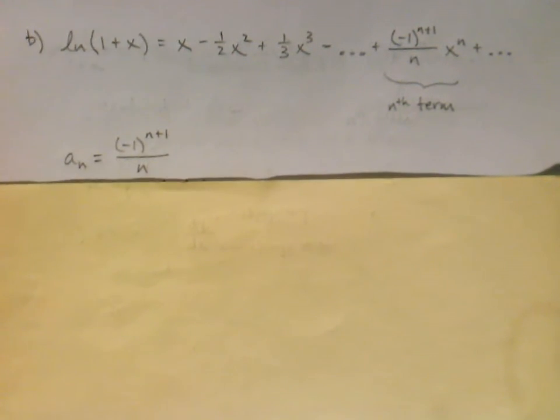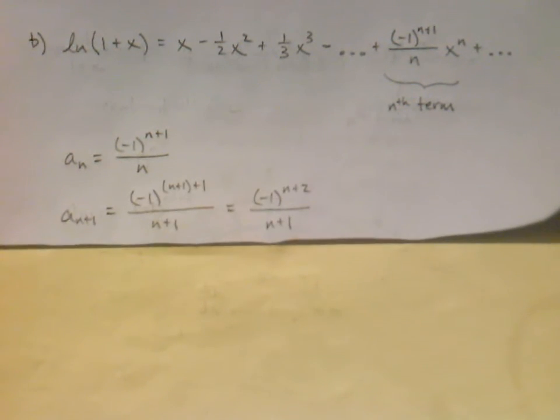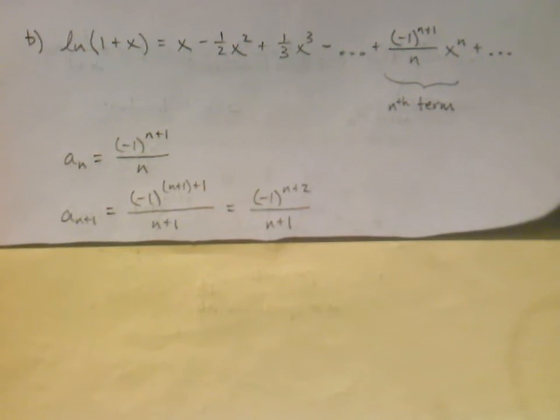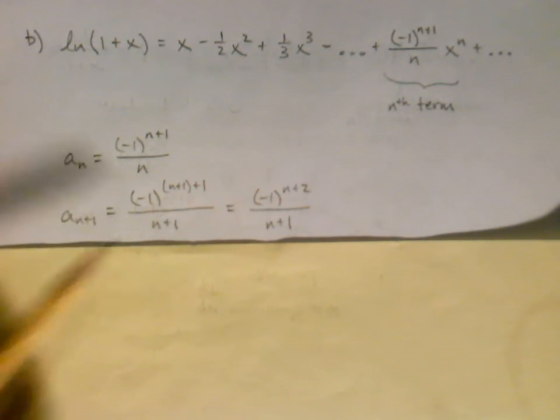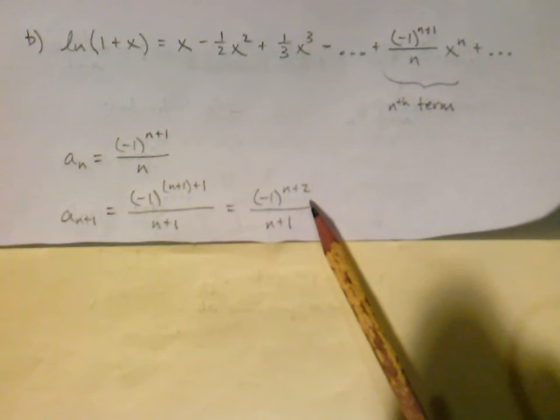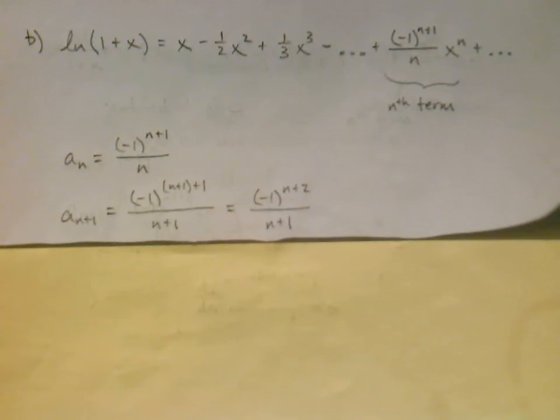All right, let's talk about the nth term. So there it is. We need to take the coefficient of the nth term, just the negative 1 raised to the n plus 1 over n. And of course, once we identify the coefficient of the nth term, we want to find the next coefficient, a n plus 1. Well, wherever we see n, we replace it with n plus 1, in this case twice. And then we'll simplify, so we'll have negative 1 raised to the n plus 2 over n plus 1.